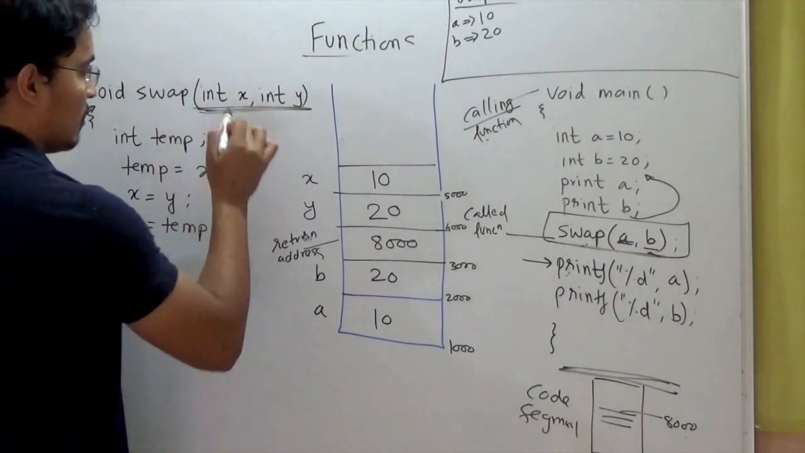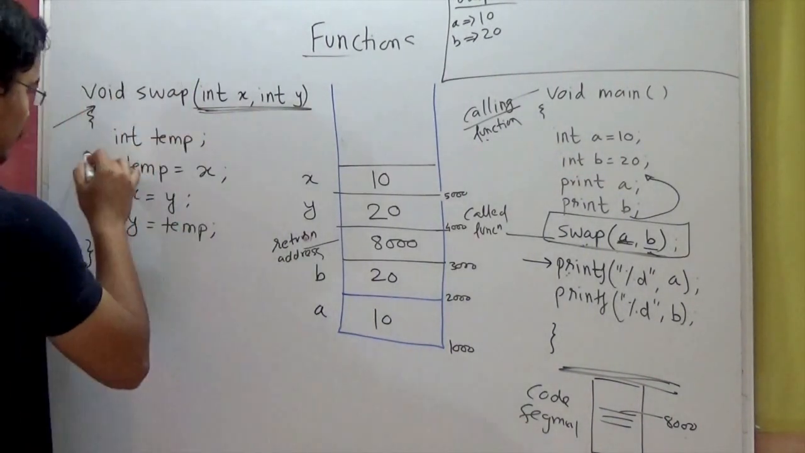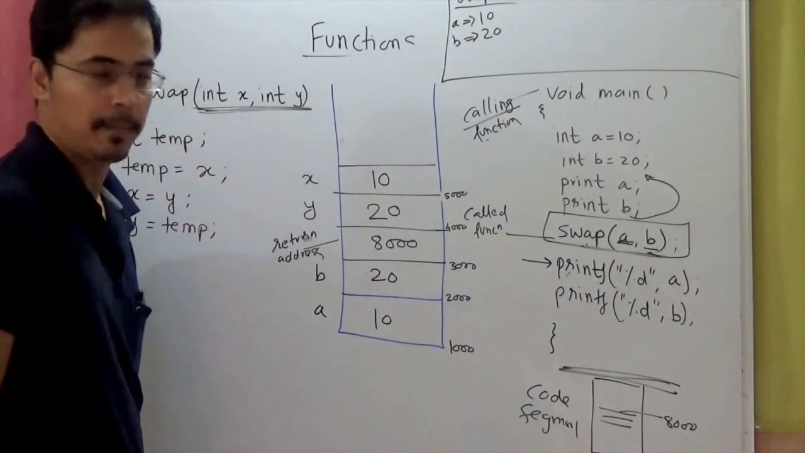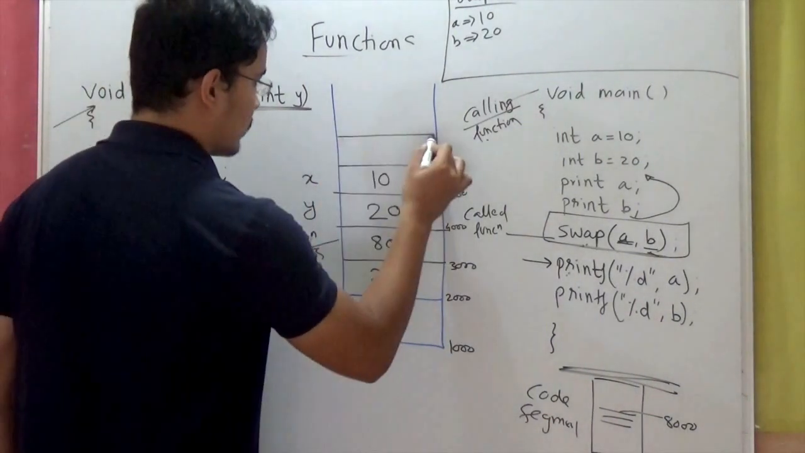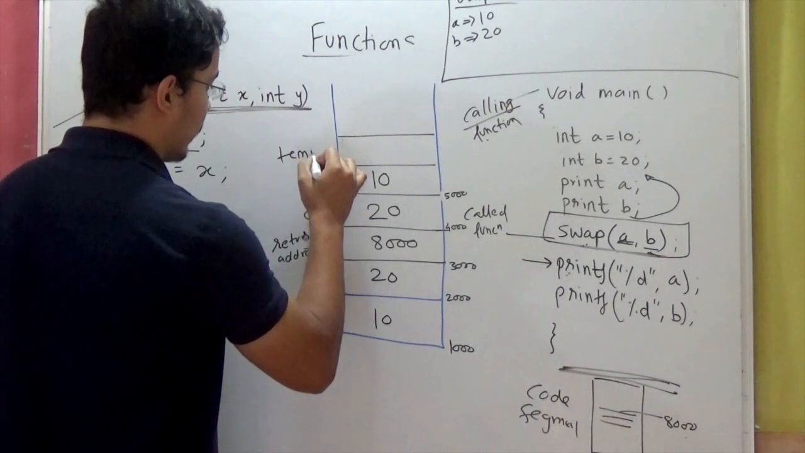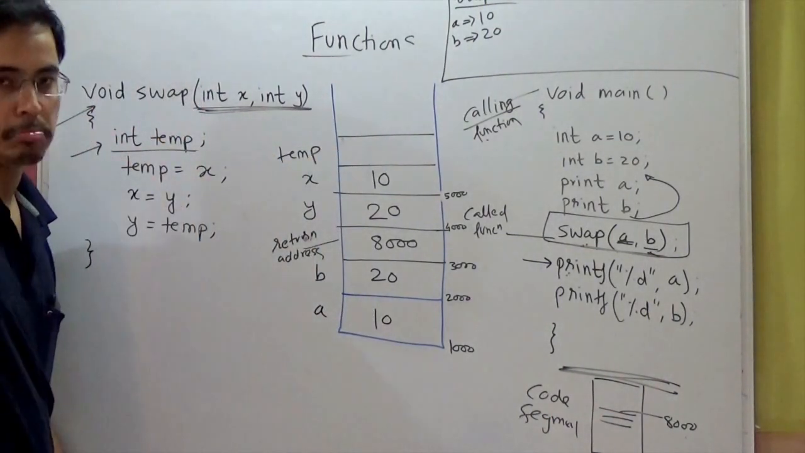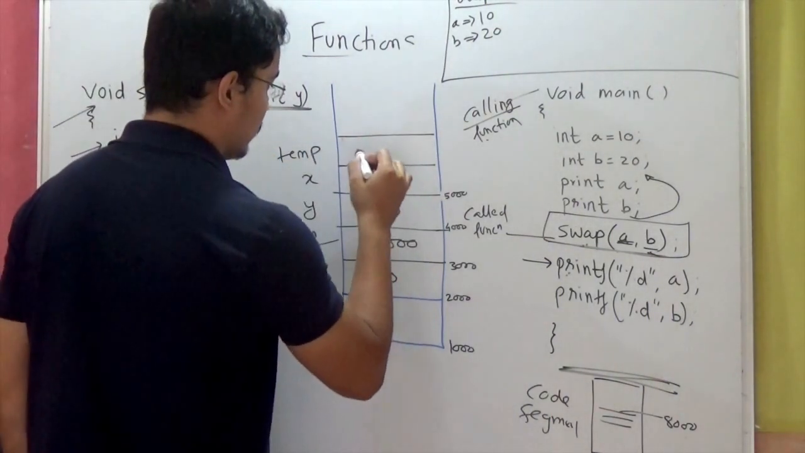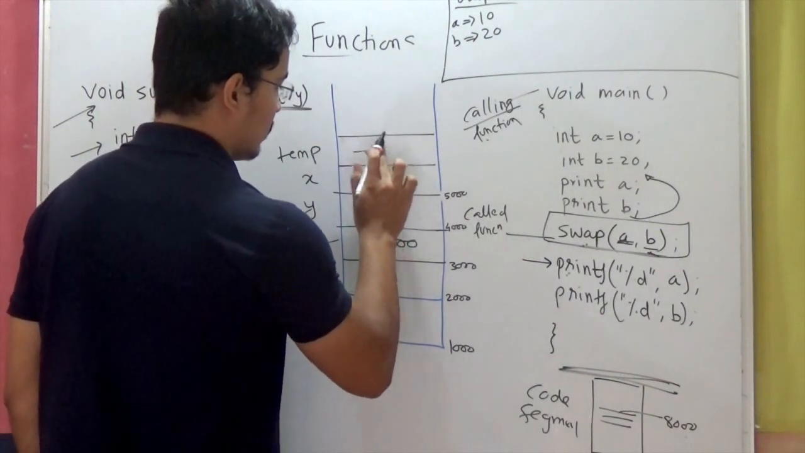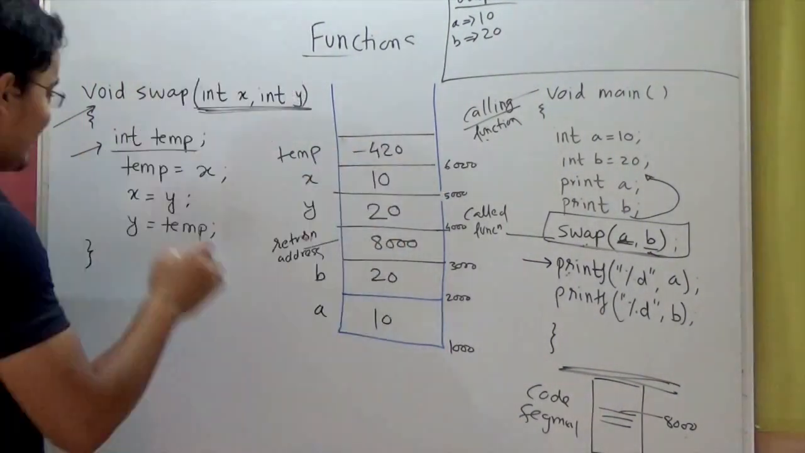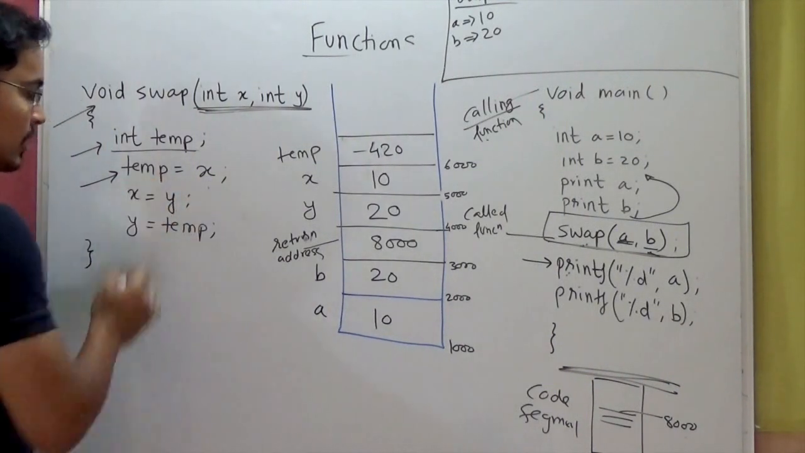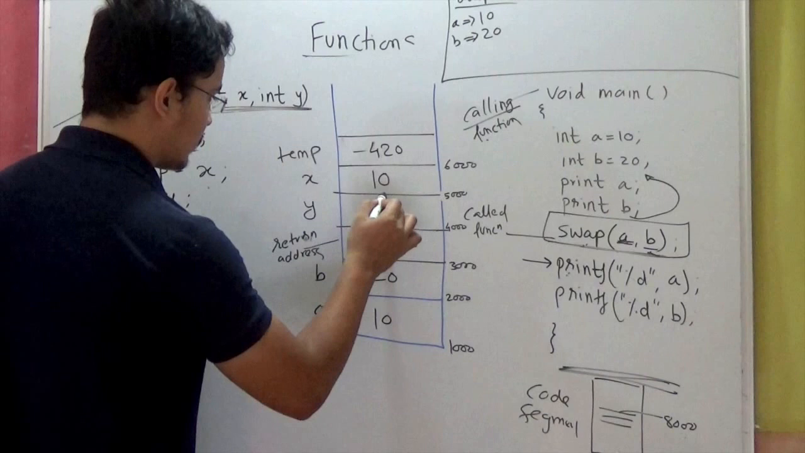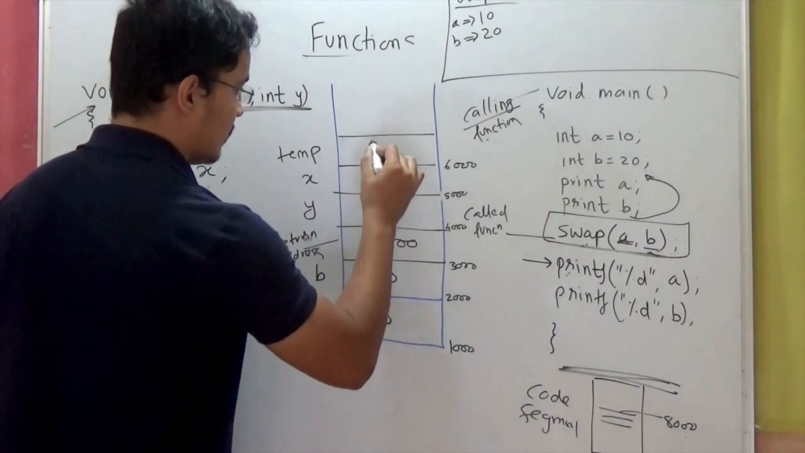Now parameters are initialized, so we'll move to the function execution of swap. First line is another local variable, temp. So again on stack, another local variable temp. Has it been initialized? No. So it will contain some garbage value. Let's say minus 420. Cool. Next line, temp equal to x. Value of x is assigned to temp. So temp becomes 10.